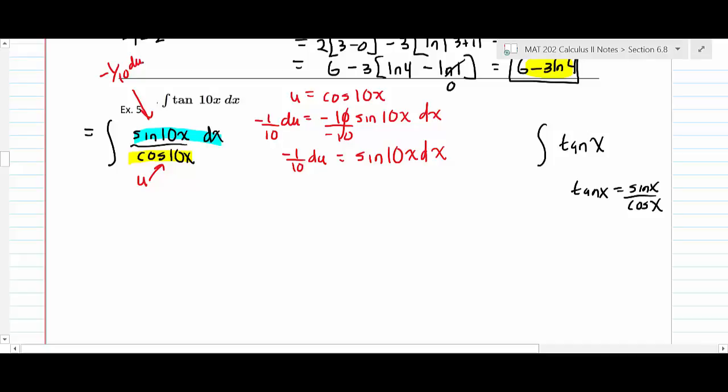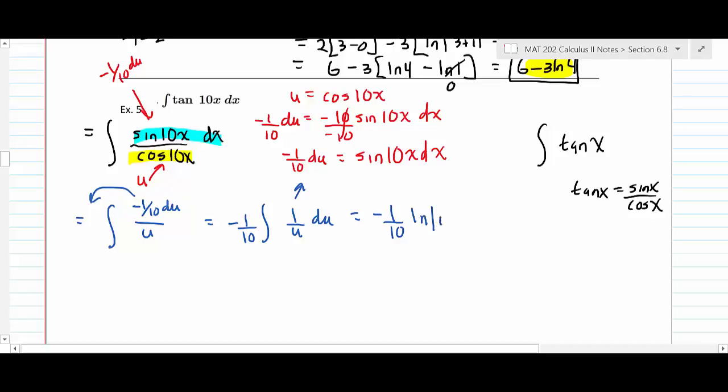So tangent integrals, typically you want to use that identity. That's kind of the basic idea. Now when we set this up, it looks like the u would be the denominator, and the numerator would just be the negative 1/10 du. That's a super easy integral to do. You could slide out the constant to get negative 1/10 times the integral of 1 over u du. So that would be negative 1/10, and the antiderivative of 1 over u is what? Ln of u, and then plus c, because it's an indefinite integral.